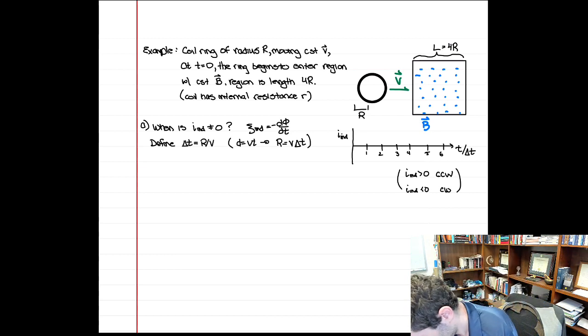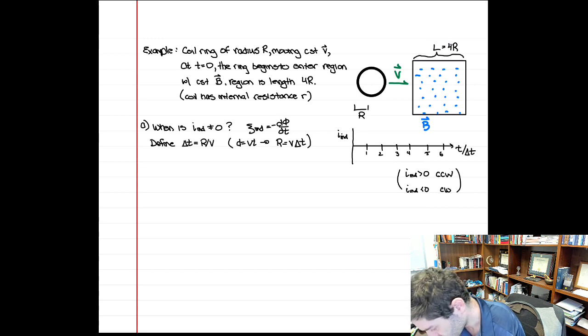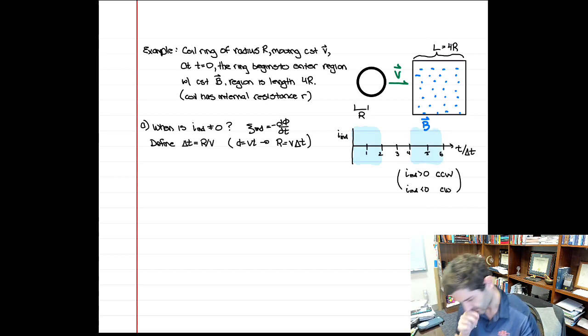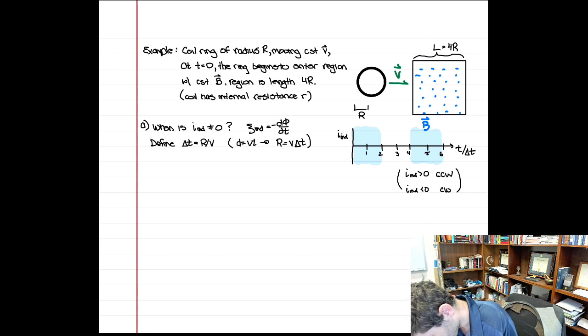So in that case, if 0 is when it's here, then there's a change in the first 2 delta t's, and it looks like there's a change in the last 2 delta t's. So maybe I'll shade that in on this plot. How about blue? Oops, we gotta go past 6. Right, so the first 2 delta t's, and then the last 2 delta t's. We expect there to be something, and otherwise it'll be 0 past this as well.